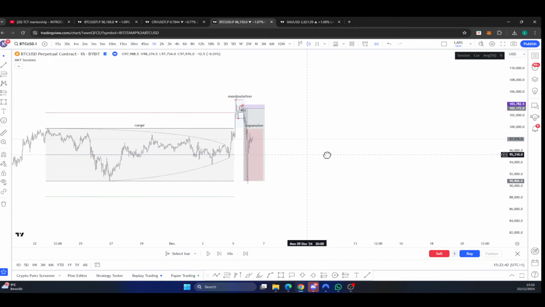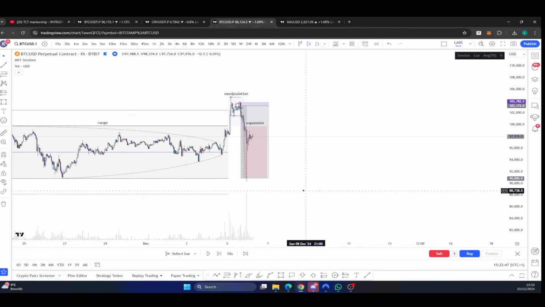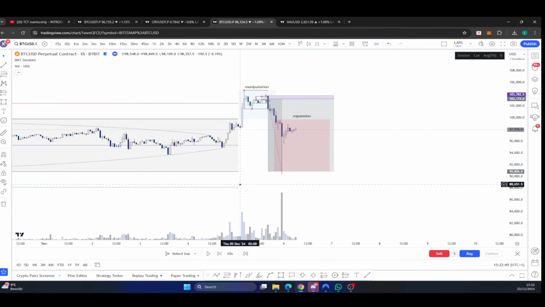Right? So many people got trapped here. I can turn on my volume for you guys, and you can see the amount of volume that came in the moment price was breaking through that high. Look at this massive volume spike the moment we broke through that range high.